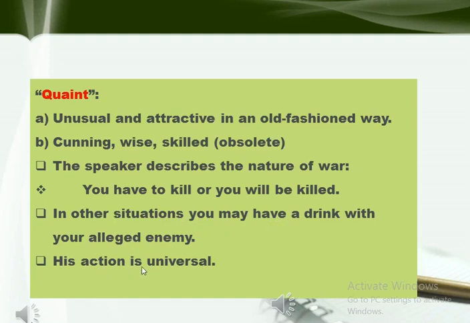Half a crown means 60 cents, or help to half a crown. So the speaker would help his fellow kindly when he was in need. The speaker would loan his friend money. So he wants to tell us that his action is universal.